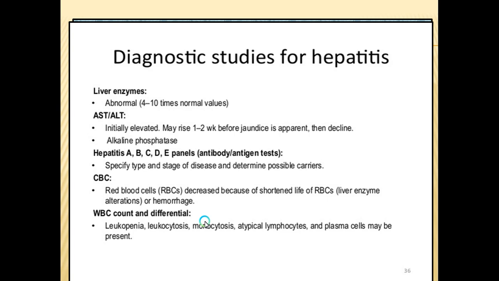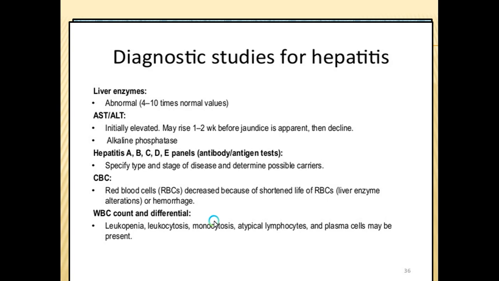Okay, next is atypical lymphocytes. What are atypical lymphocytes? We know that lymphocytes are a type of WBC. When the size of the lymphocyte is larger, that is called atypical lymphocytes. So atypical lymphocytes are common in hepatitis B. What you will find is that the size of the lymphocytes is increased. So this finding is common in hepatitis B.